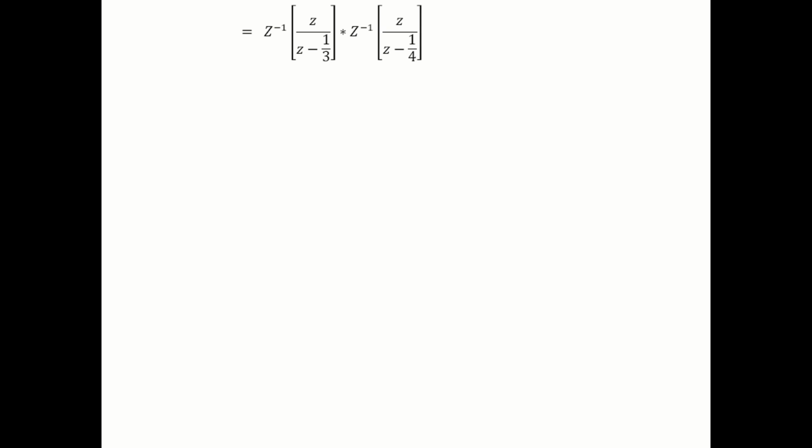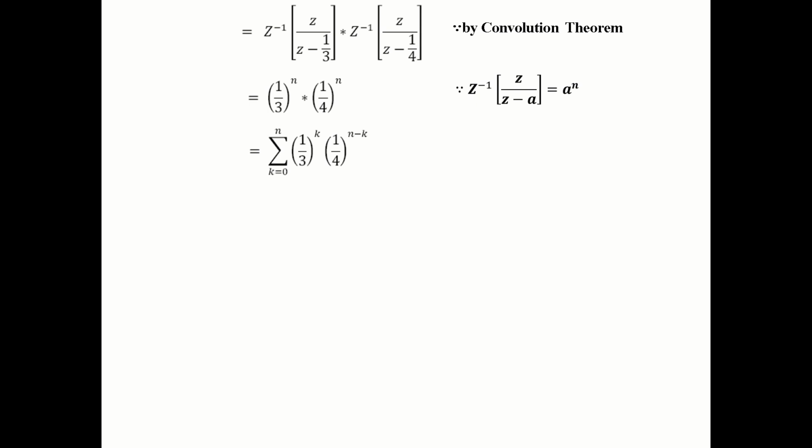We know z inverse of z by (z minus a) is equal to a power n. So in the first term, instead of a you are having 1 by 3, so 1 by 3 power n. The second term you are having 1 by 4 power n. That is 1 by 3 power n convolution 1 by 4 power n. Using convolution definition, it is equal to summation k is equal to 0 to n, 1 by 3 power k, 1 by 4 power n minus k, right?